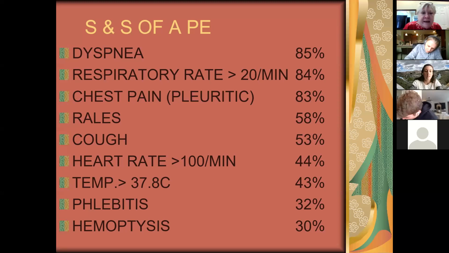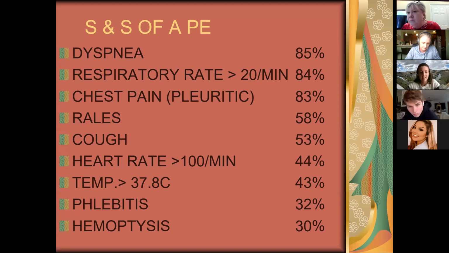85% will have difficulty breathing. 84% will be tachypneic. 83% will have pleuritic chest pain. And Abigail, describe pleuritic chest pain to me. It'll feel like you can feel it in the vessels. Like when you breathe, it's hard to breathe. Okay, right? Increases when you take a deep breath.